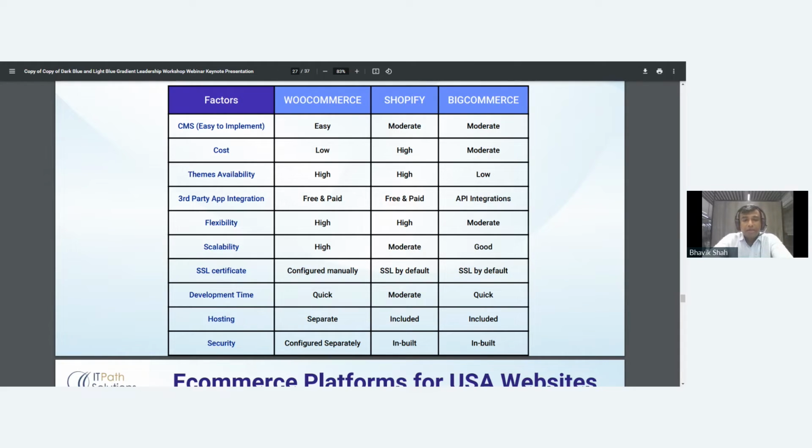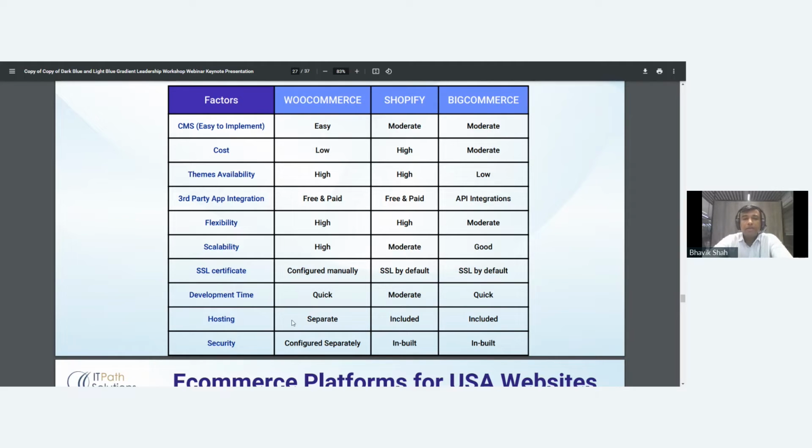Next factor is development time. With WooCommerce, it will be quick, and as it's going to be quick, it affects the cost, and that's why WooCommerce cost is low. So development time with WooCommerce is quick, meaning less effort is necessary for presenting your platform. With Shopify, it's moderate. With BigCommerce, it's quick.